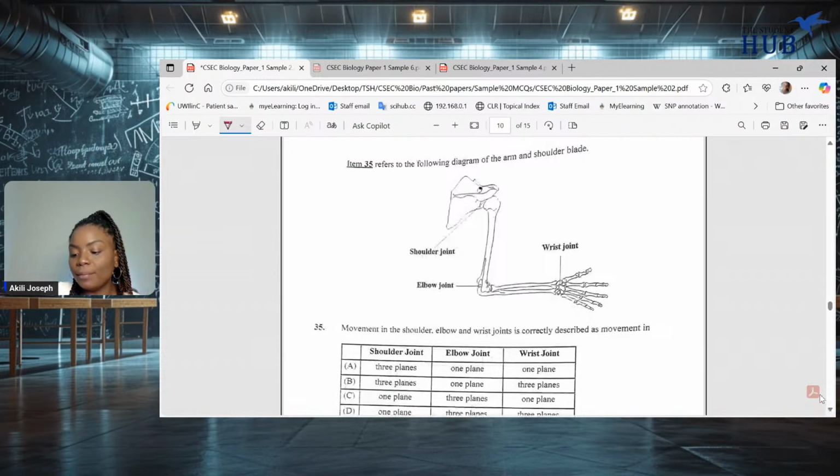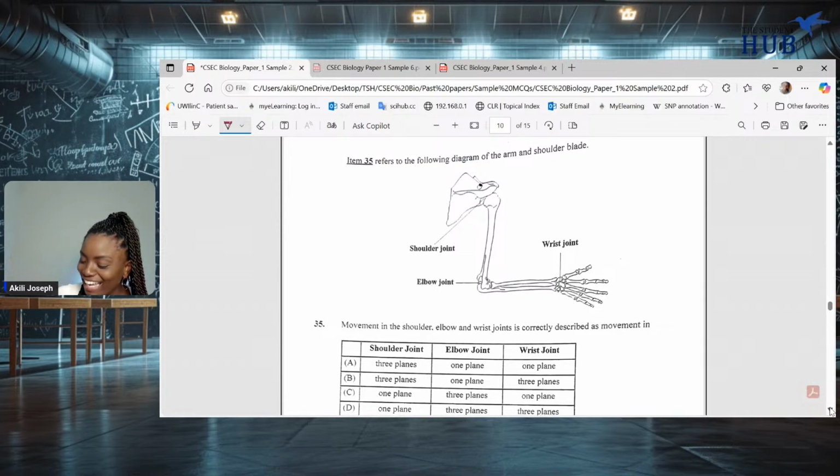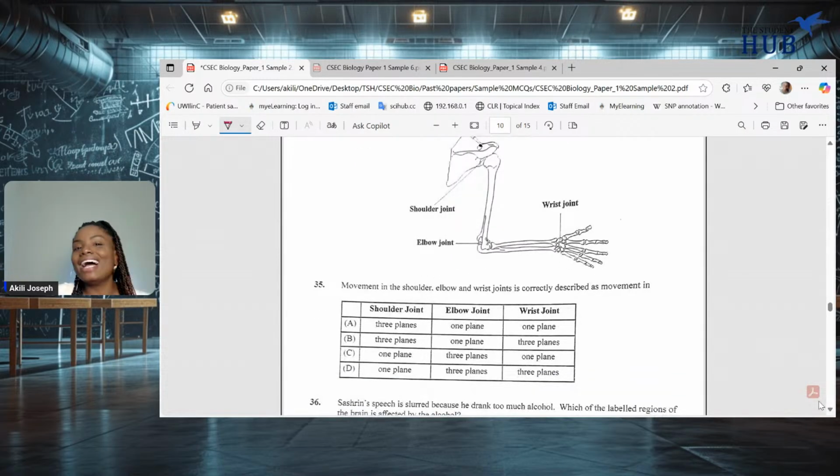Item 35 refers to the following diagram of the arm and shoulder blade. Movement in the shoulder, elbow, and wrists are correctly described as movement in. So what is the range of movement that you're going to have? Tristan, you were going to say that? Yeah, yes, I know. It's close. And that's the thing though with multiple choice, they can't give you marks for where it was coming from. It's either right or wrong. That's the hard part about multiple choice, right? So this question is asking you about range of motion at these 3 joints: your shoulder joint, elbow joint, wrist joint.